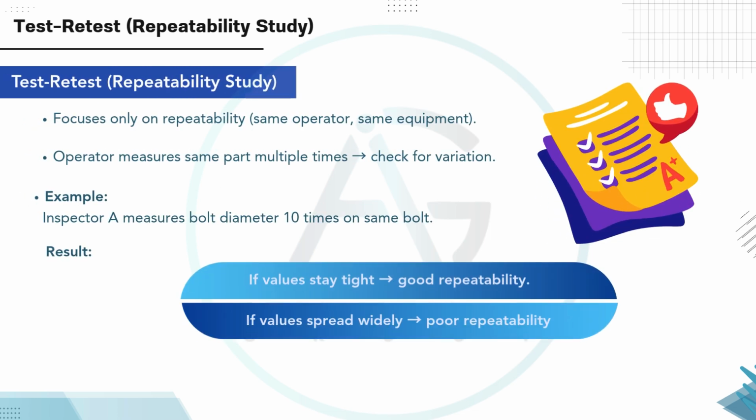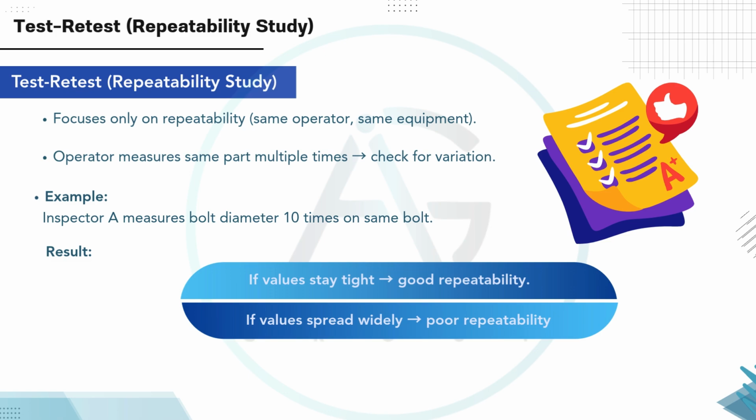This slide explains the concept of a test-retest or repeatability study, which is a key part of measurement system analysis. The focus here is solely on repeatability, meaning we are looking at how consistent one operator is when using the same equipment to measure the same part multiple times. For example, imagine Inspector A measuring the diameter of the same bolt 10 times in a row using the same instrument. The goal is to check how much those repeated measurements vary.